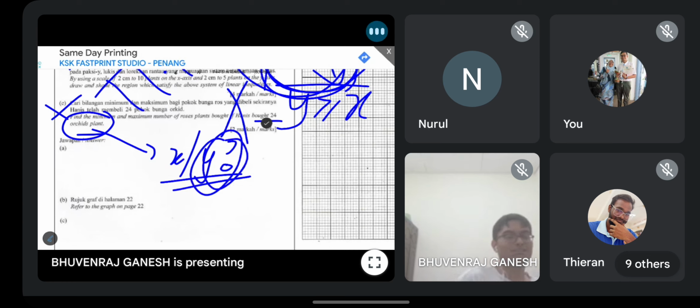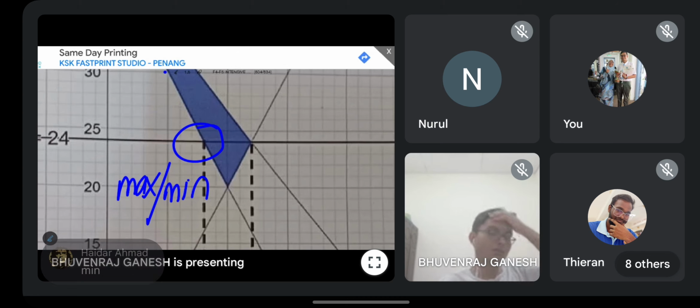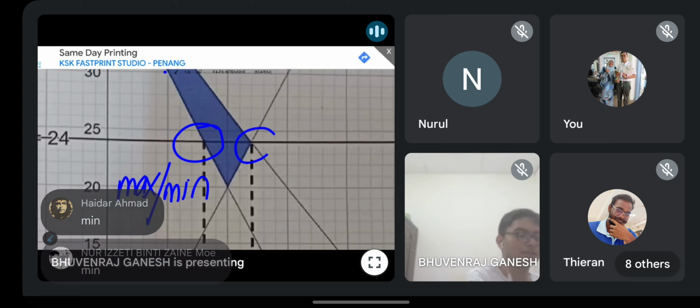Okay, so based on your graph, that is your answer. You refer to the graph and draw the line y equals 24. Okay, like this. So guys, can I ask you, this point that I circled over here, is it maximum or minimum? Max or min? Minimum. Okay, this one is maximum. The one more to the right will of course be the maximum because of the higher value of x. The one more to the left will be the minimum because of the lower value of x.